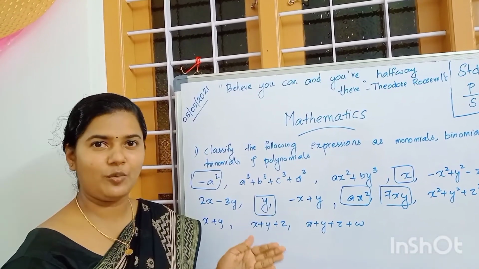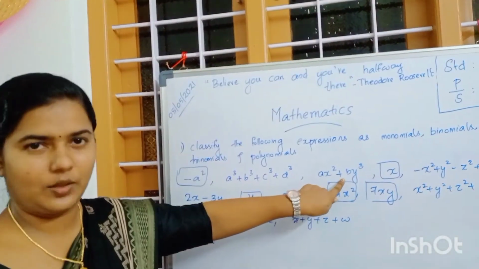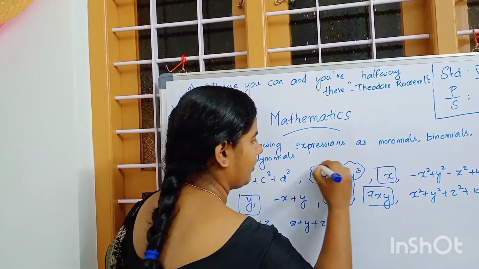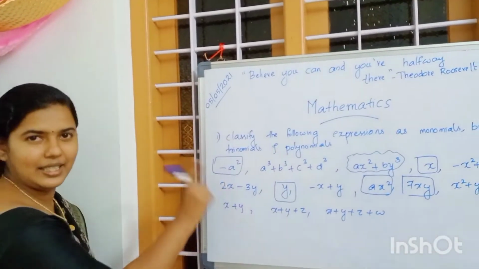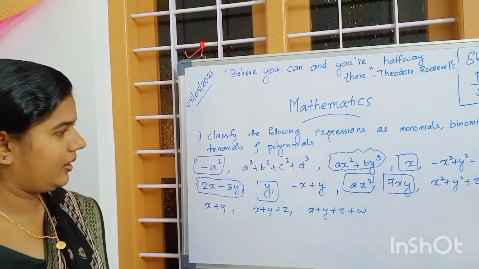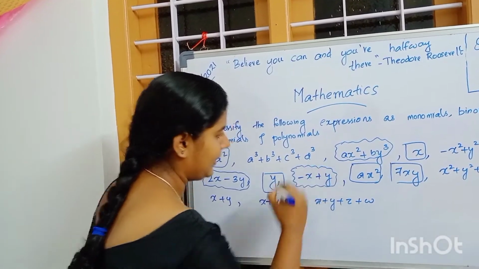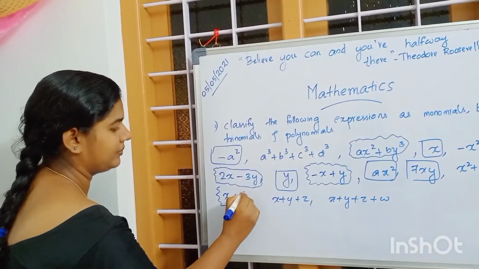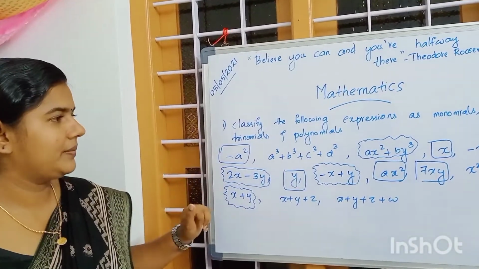What about binomials? What is binomial? Yes, an expression with two terms. So this is not. Yes, this is an expression with two terms. So this is binomial. What about the next one? Yes, this is. So this is also a binomial. And yes, this is also a binomial. Then this is also a binomial. Clear, right?